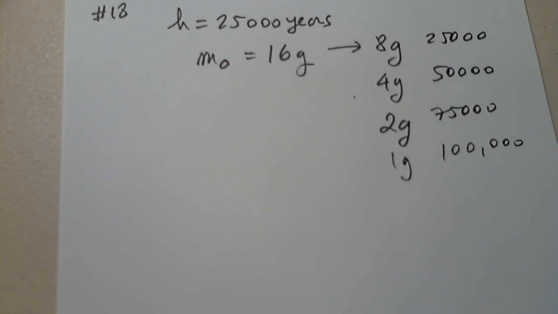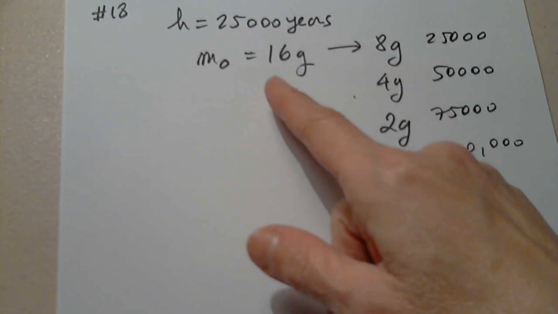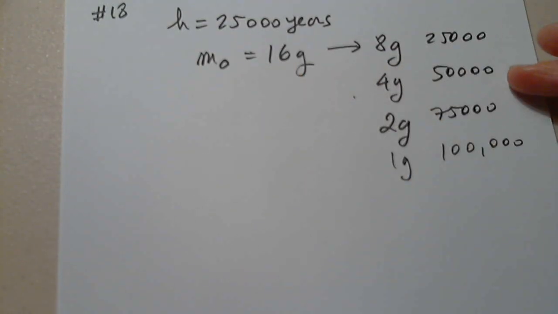So this is not really a problem. It's just trying to make sure that we understand how this works. So it gets halved every 25,000 years. And 50,000 is going to be here, and another 25,000 is going to be here, and so on and so forth.